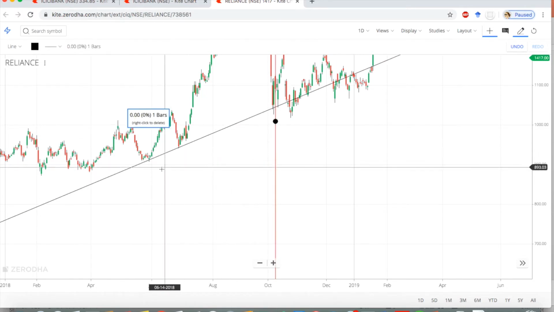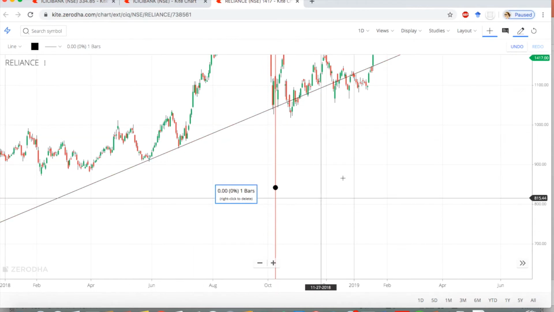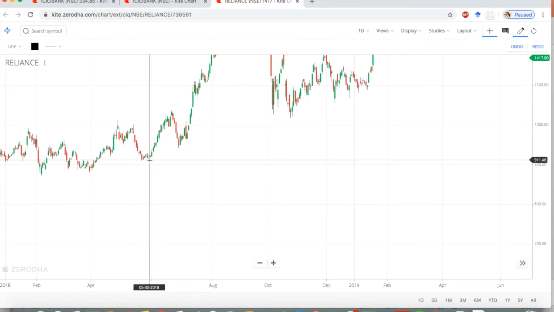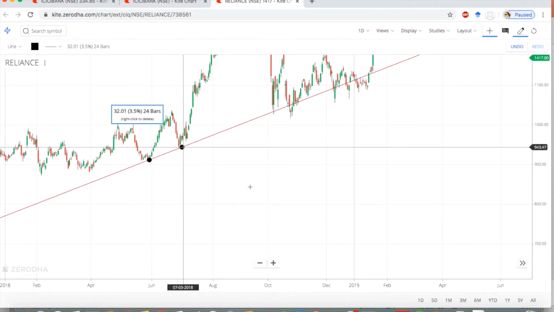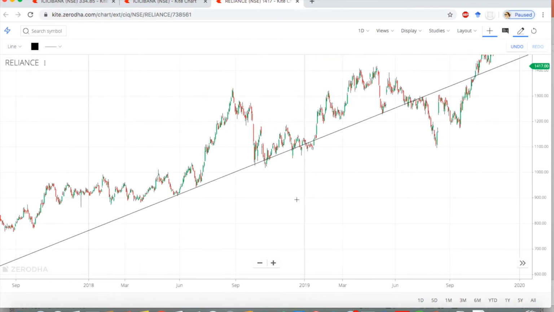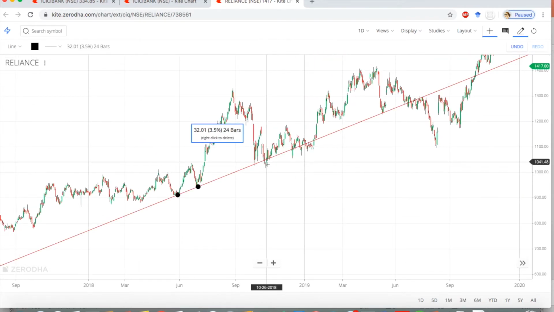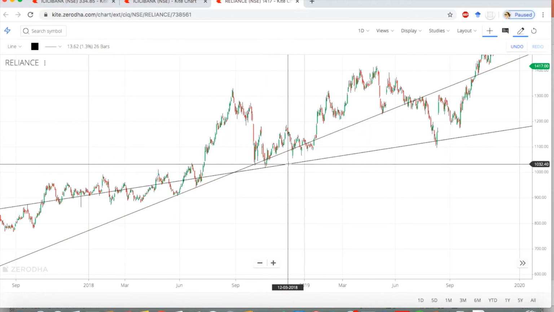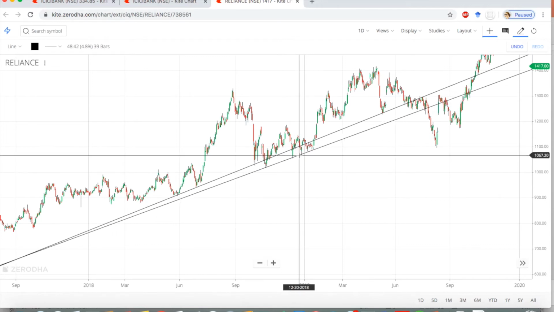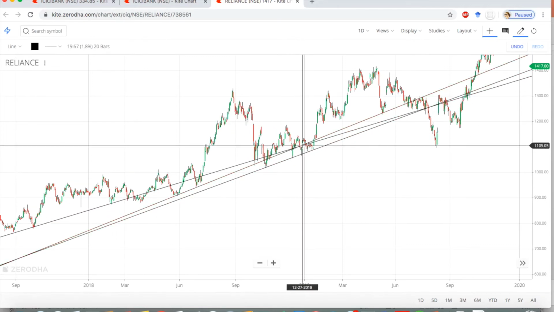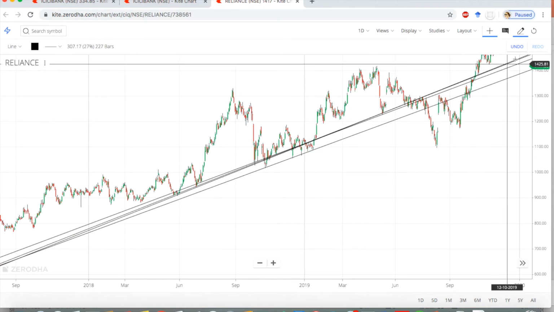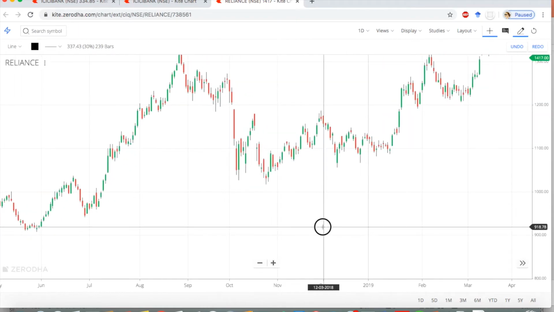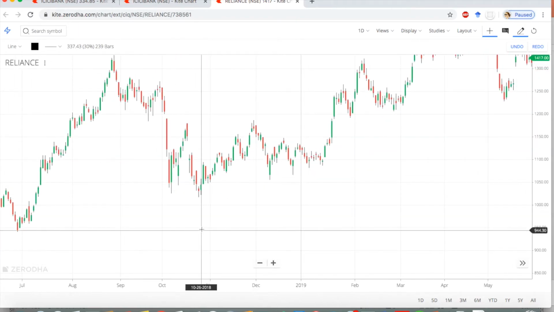See, first support, second support here, then it broke again, went up, slightly came down. So now it is your new trend line. We have to delete this. But try to consider the previous swing high and swing low.